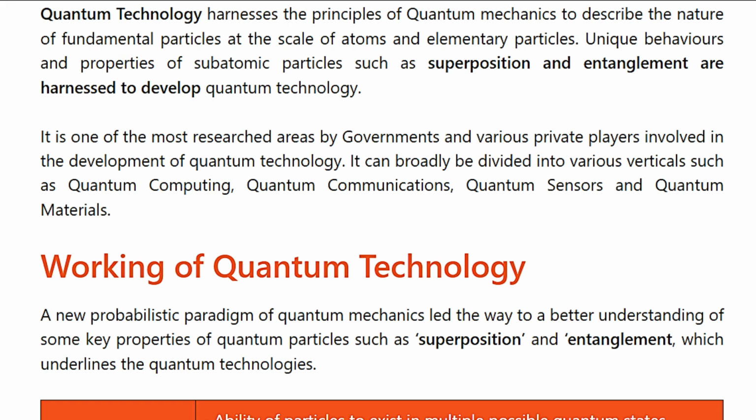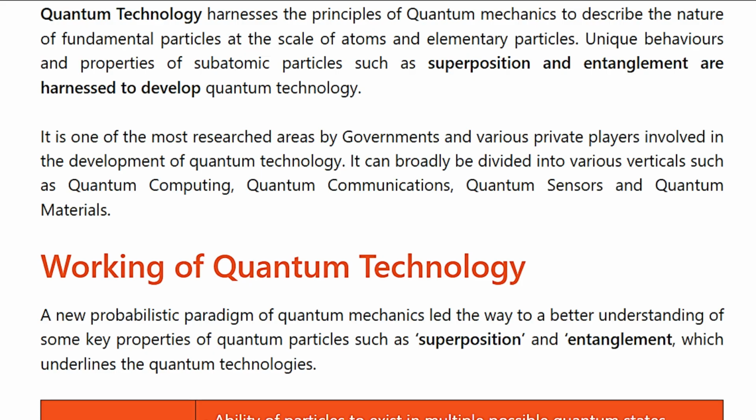Quantum technology harnesses the principles of quantum mechanics to describe the nature of fundamental particles at the scale of atoms and elementary particles. Unique behaviors and properties of subatomic particles such as superposition and entanglement are harnessed to develop quantum technology. It is one of the most researched areas by governments and various private players involved in the development of quantum technology. It can broadly be divided into various verticals such as quantum computing, quantum communications, quantum sensors and quantum materials.